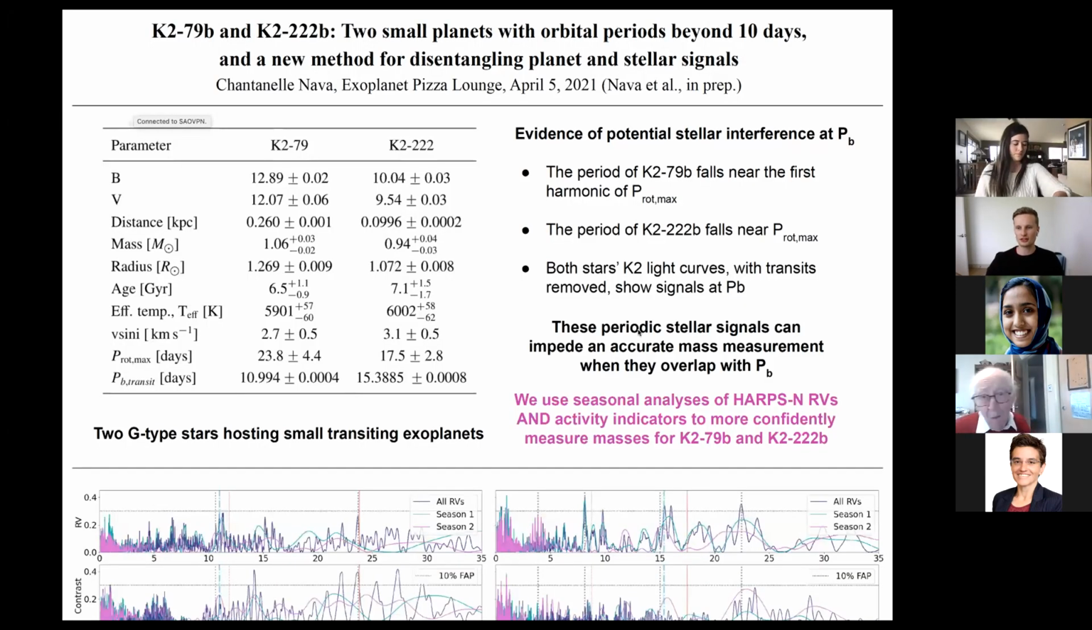And it is my pleasure to introduce as our first speaker our very own Chani Nava. So Chani is a fifth-year graduate student working with Mercedes Lopez Morales. And prior to joining the CfA, Chani completed her undergraduate at the University of Montana. And Chani's research mainly focuses on disentangling stellar signals from planetary signals in radial velocity data.